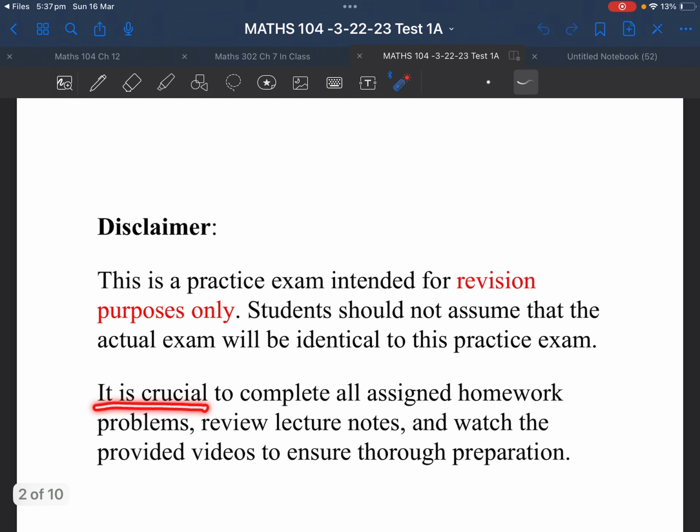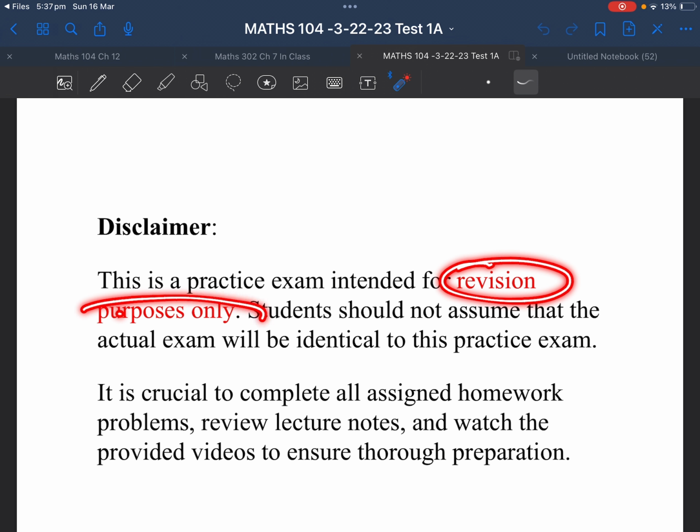It's also crucial before you start viewing this review that you complete all the homework problems, look at the lecture notes, and watch the previous video to ensure a thorough preparation for the exam. This is only a practice exam. It's just for revision. It will not help you understand the material. You need to do the homework, lecture notes, and watch the videos before you come and see this exam.